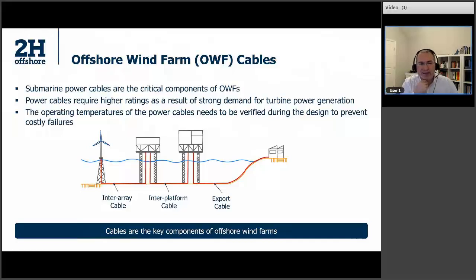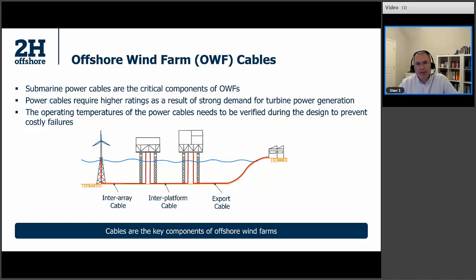So, over the last 10 decades, there has been an increasing demand for offshore wind farms, and submarine power cables are one of the most critical components of these wind farms. These cables transmit power from wind turbines to substations, so-called inter-array cable. They also run from one substation to another substation, so-called inter-platform cable, and they also go from one substation to the land, and this cable is called the export cable.